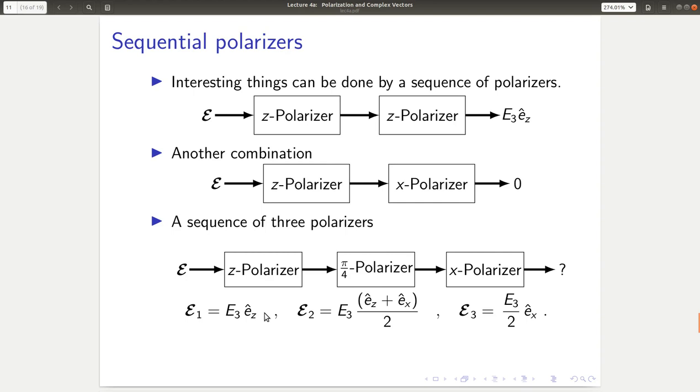But now you have to dot this with n cap of pi by 4, and that will give you E3 upon root 2 times n cap, which is another root 2. So the two root 2's become a 2. So you can see it is something along Ez cap plus Ex cap. Now we pass it through an X polarizer, and that is just dotting with Ex cap, so that will just pick out this component, and that's just E3 by 2 along the Ex cap direction.